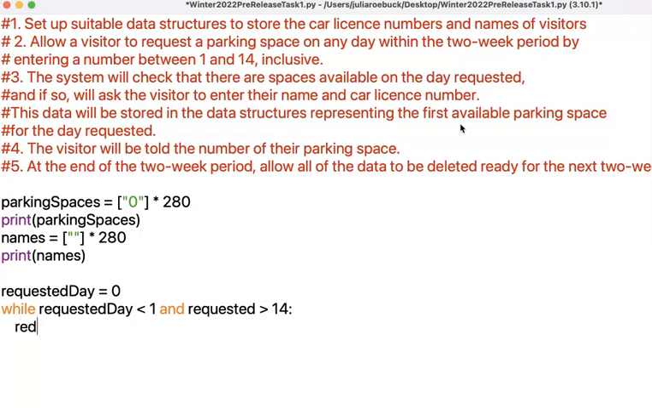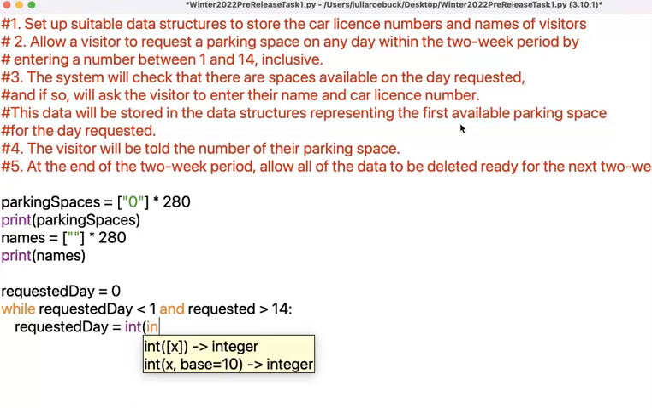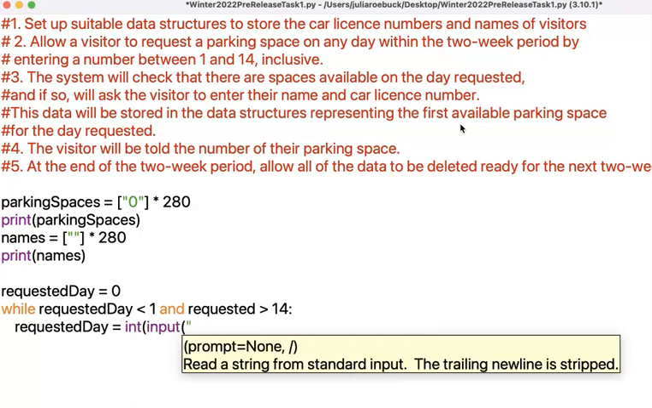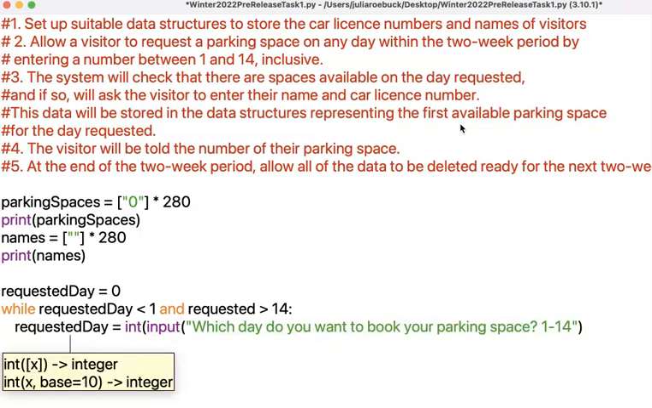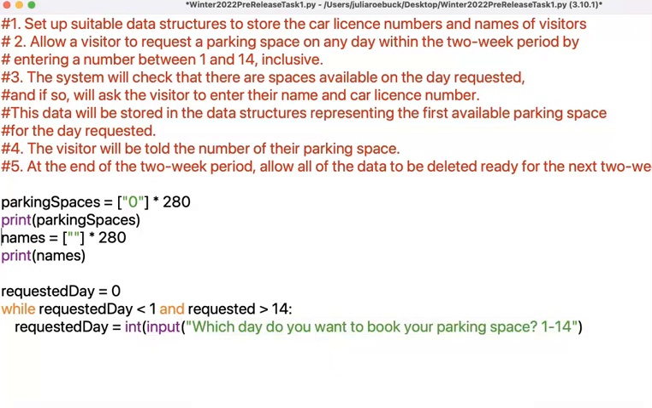So we're going to say requested day equals int input, "Which day do you want to book your parking space? 1 to 14." Okay, and that will basically force the user to enter a number between 1 and 14. So let's just check that.